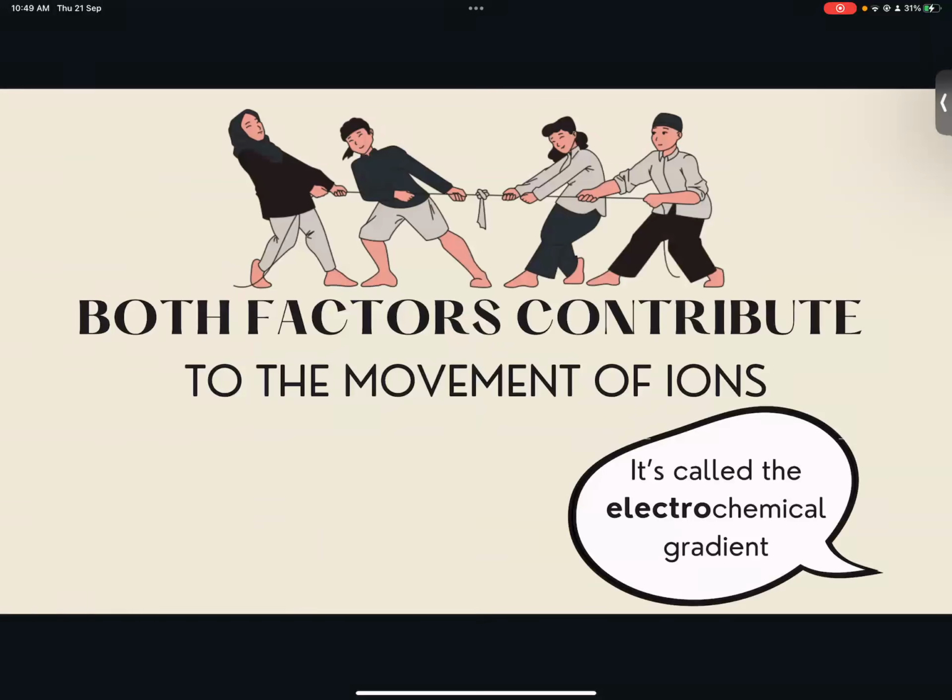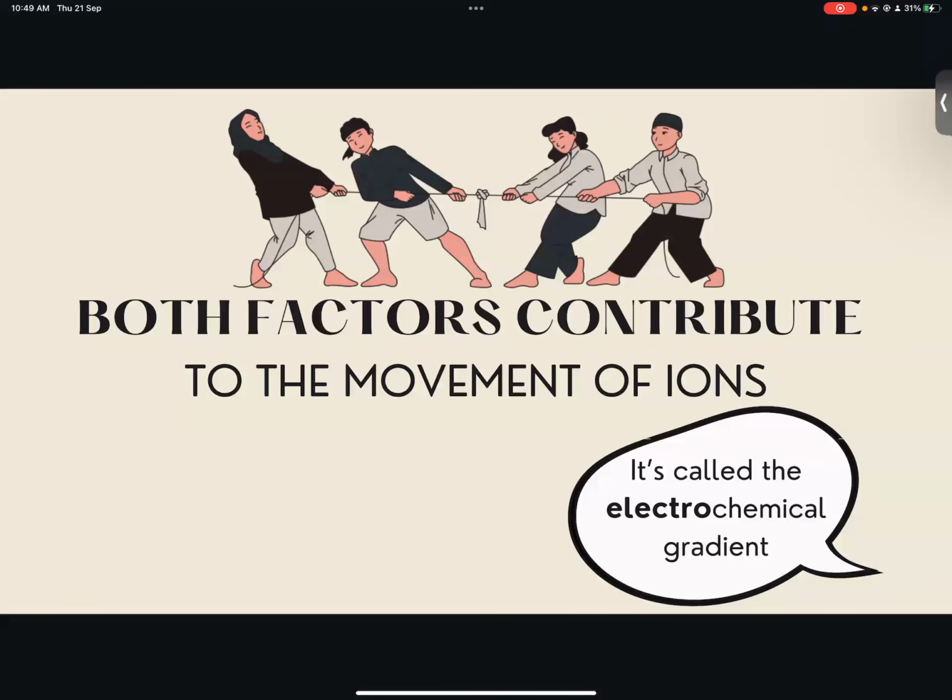So we have chemical and we have electrical. And both of those things contribute to the movement of ions. So when we're talking about the movement of ions to and from the extracellular fluid, we cannot talk just in terms of the chemical aspect or just the electrical aspect. We have to consider both of those aspects. And that's what contributes to the homeostatic function of the cells.